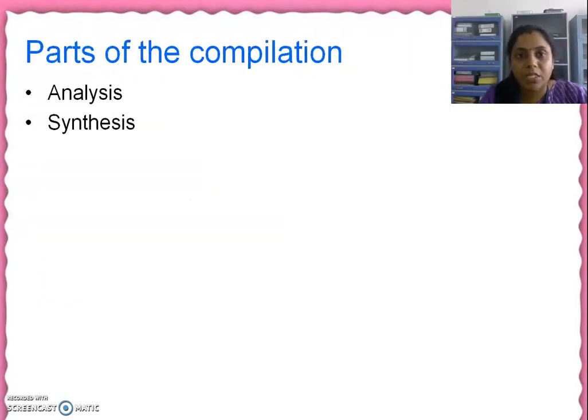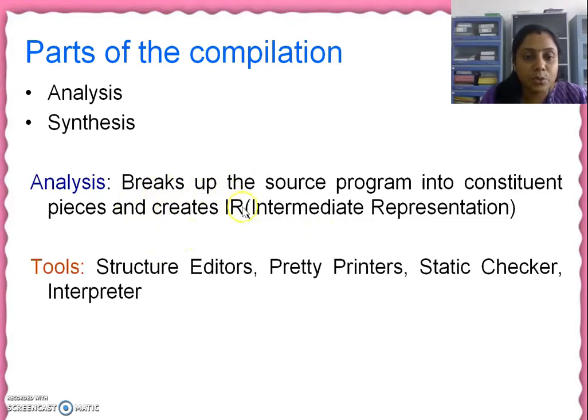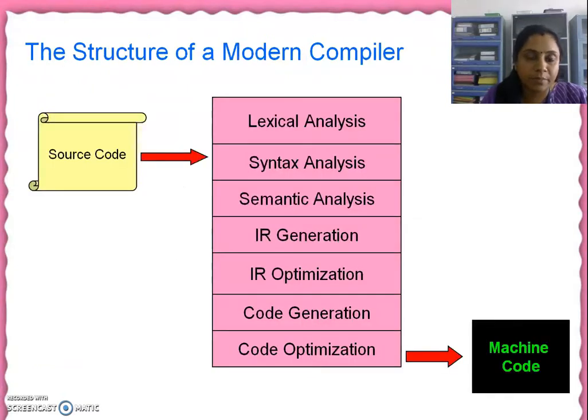Normally compilation is done phase by phase, and it is divided into two parts: analysis and synthesis. In the analysis part, the source program is broken up into constituent pieces, and it creates an intermediate representation. The tools used for the analysis part are structure editors, pretty printers, static checkers, and interpreters. In the synthesis part, after the intermediate code is generated in the analysis part, the compiler constructs the desired target program from the intermediate code representation.